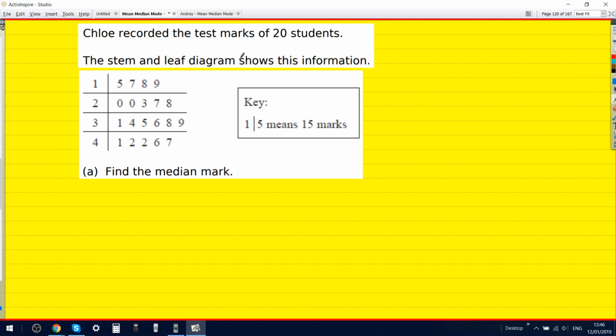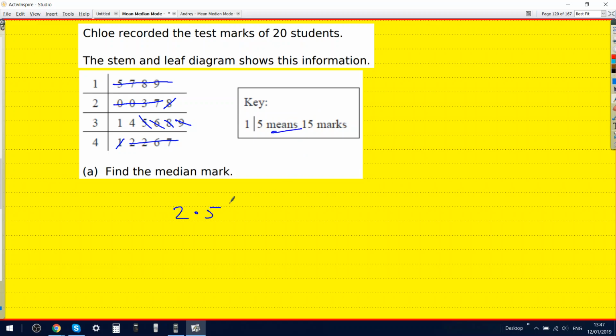This one, you need the median, and there's 20 students. So let's say 1, 2, 3, 4. 1, 2, 3, 4. Then another 4. 1, 2, 3, 4. 1, 2, 3, 4. First, last. Okay, so what's the median here? It would be 2.5. And what does that mean?